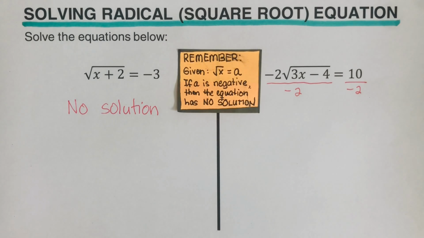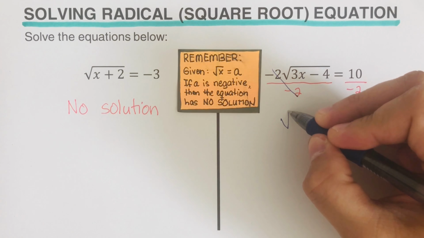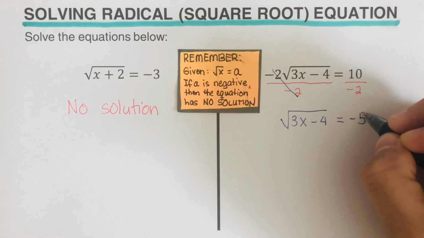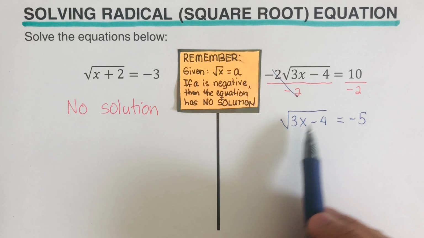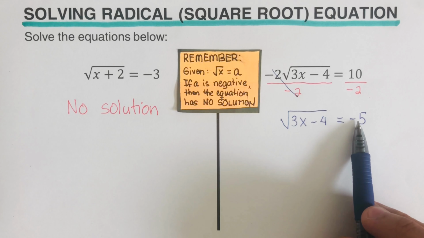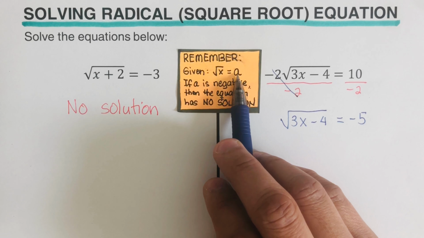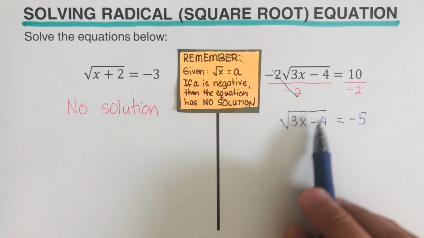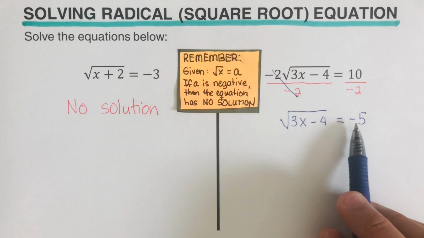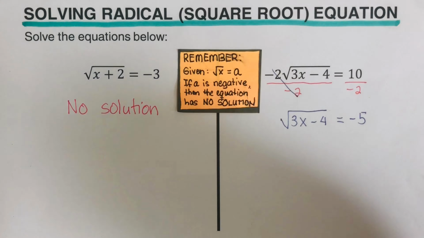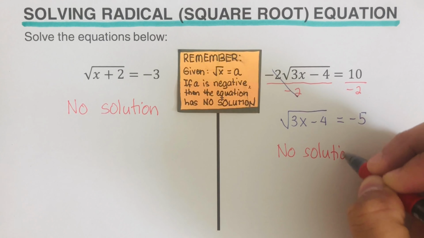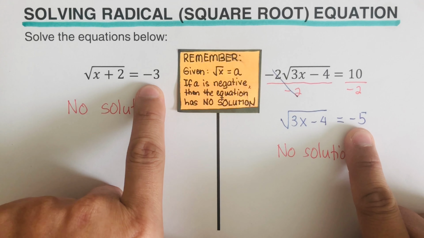So then we are left with square root of 3x plus 4 equals negative 5. At this time, we have already isolated the square root expression by itself on one side. But as you can see here, we have a negative 5, so our a has to be positive. If a is negative, with a positive square root on the left side, then we go ahead and say that this equation has no solution. Again, this one has no solution because a is negative.